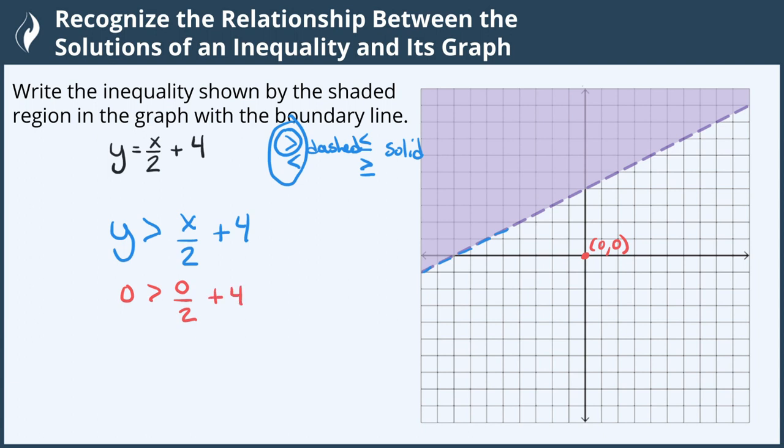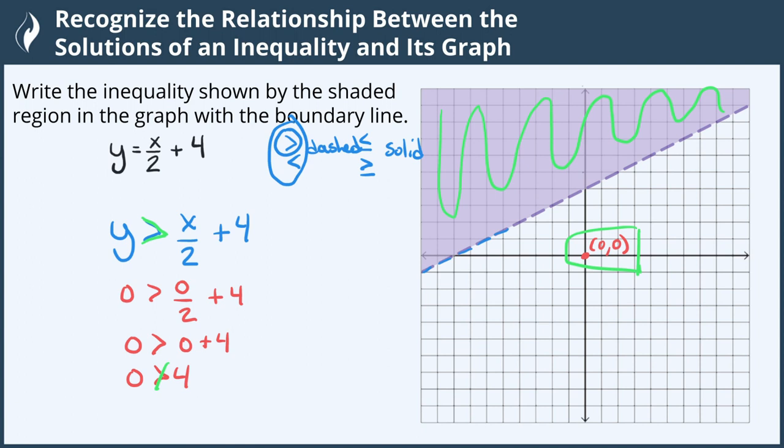or false. 0 is greater than 0 divided by 2 is 0, plus 4. 0 is greater than 4 is not a true statement. 0 is not greater than 4, which means it should not be shaded. And in this case, it is not shaded, which means that the inequality we picked is true. This is correct, that we are shading above that boundary line and that the point 0, 0 should not be shaded.